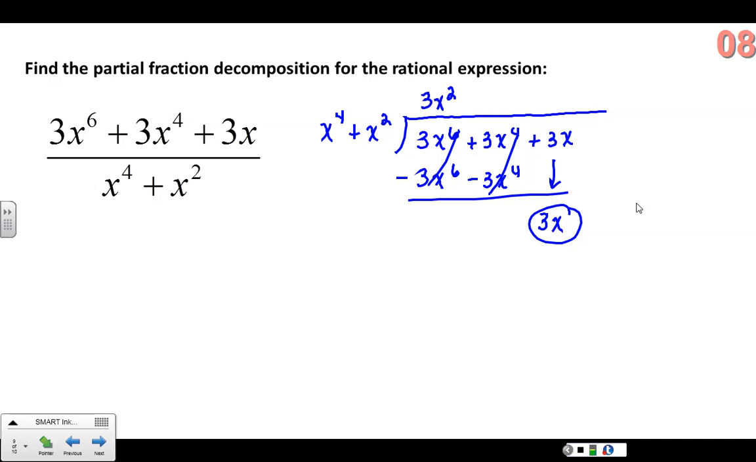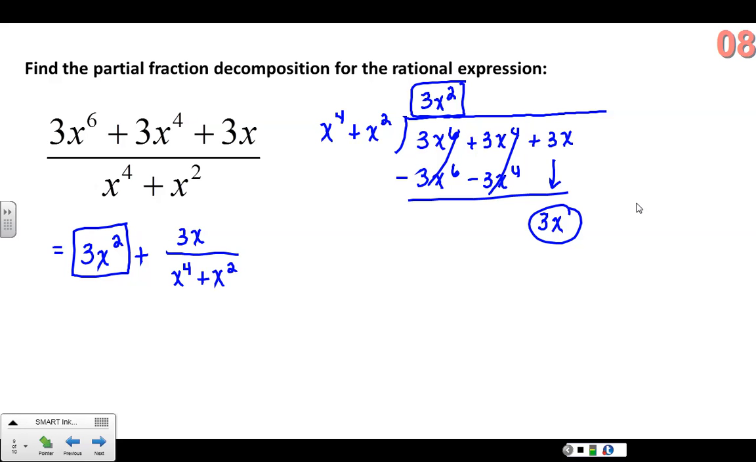So what we'll have here, since we got the divisor of 3x squared, we're going to say that this is equal to 3x squared plus 3x over x to the 4th plus x squared. The remainder over the divisor. Now, this will be part of our answer here. We'll have to just put that in our answer.